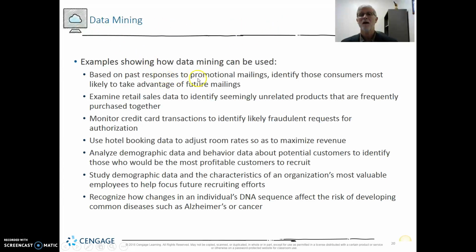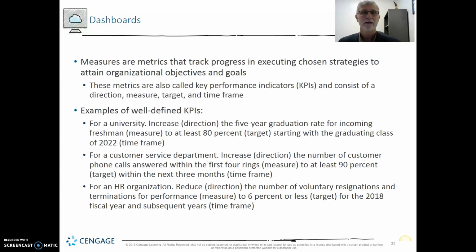based on past responses of promotional mailings. What's going to happen? Retail sales status. Hey, did that sale actually make any sense? Monitor credit card transactions. Does anything out of the realm look like it could be fraudulent activity? Hotel bookings. If I'm not booking rates, maybe I need to adjust my price rates. Things that make sense when you think, if you're running a business, what would you want to do? How's my sales? What does the data about those sales tell me? And would I want to change something: pricing, advertising, marketing, who my potential customers are?